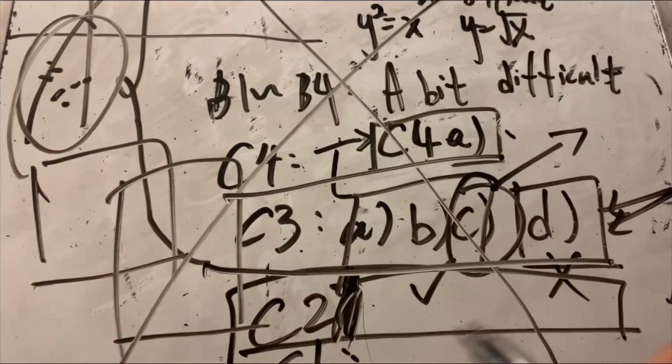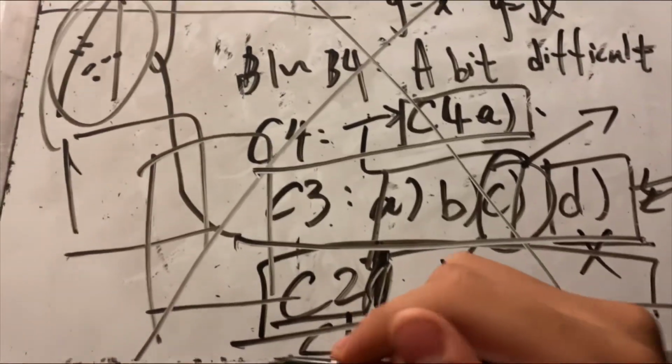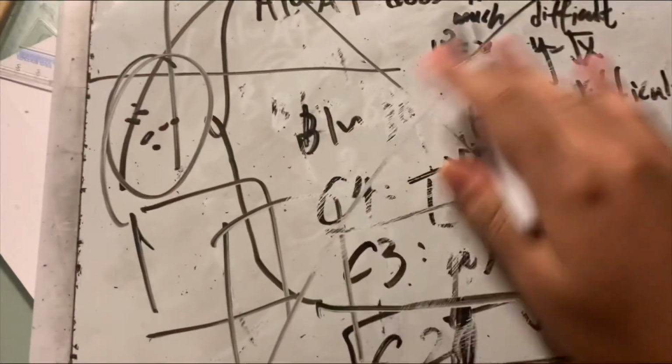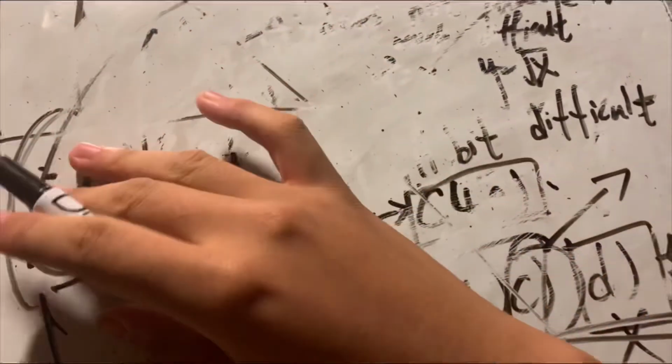So therefore, I will say that C4 is a bit difficult. C3 is a bit easier. C2 is much more difficult. C1 stays normal. Let's start to prove why those are true after we have discussed the conclusion.